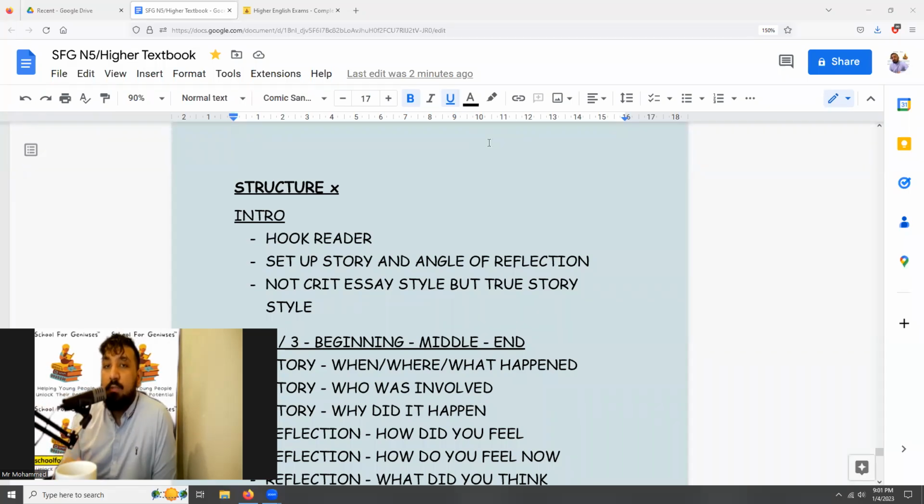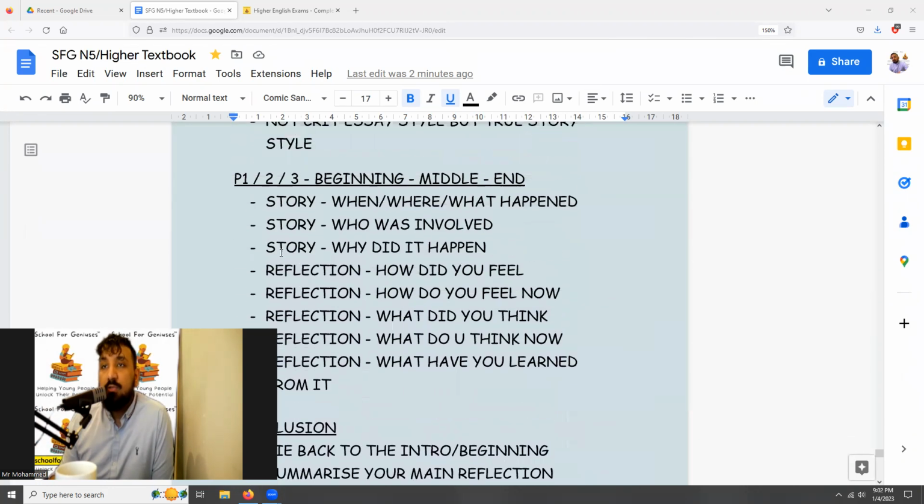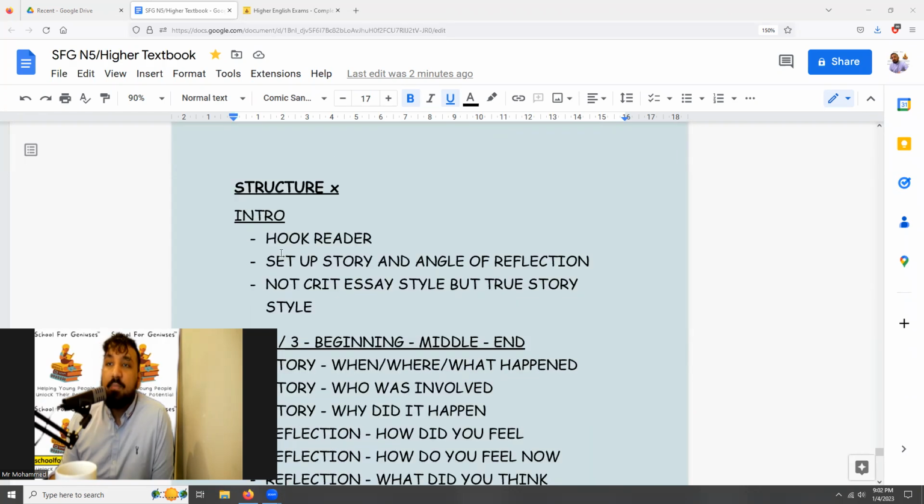All right, so now we're going to have a look at a reflective essay structure. What we're going to do basically is I'm going to tell you what to put in each section of your reflective essay. The way that your reflective essay is structured, or the way that it looks, is very similar to your critical essay.